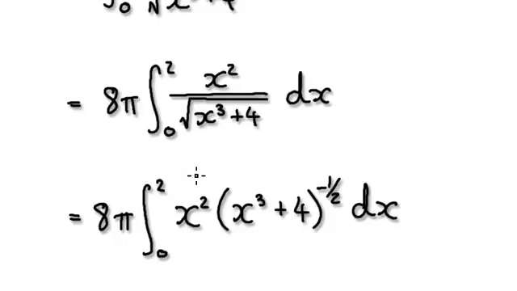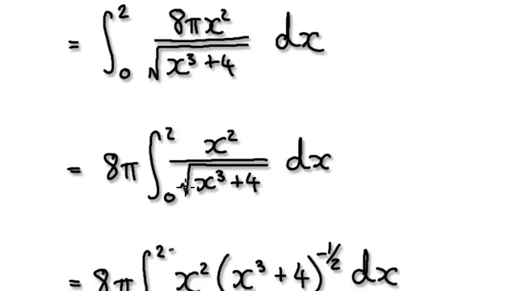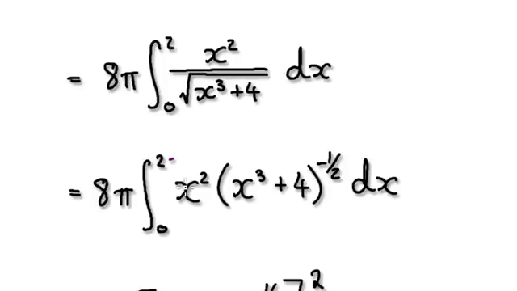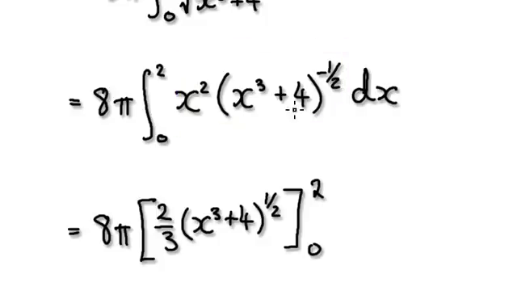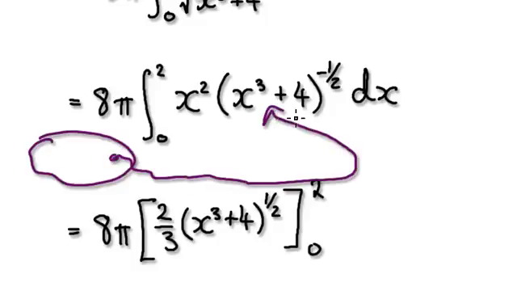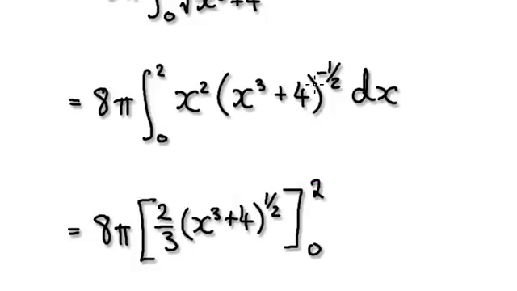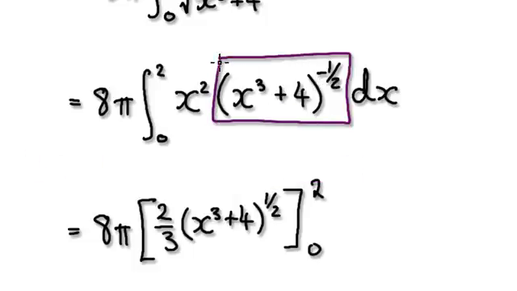So to integrate this, we are looking for something that, when we differentiate it, will give us this thing here. Well, let's just zoom into this bit here.